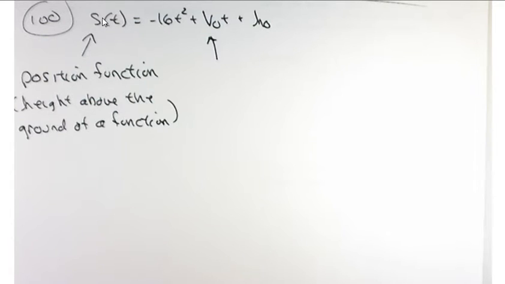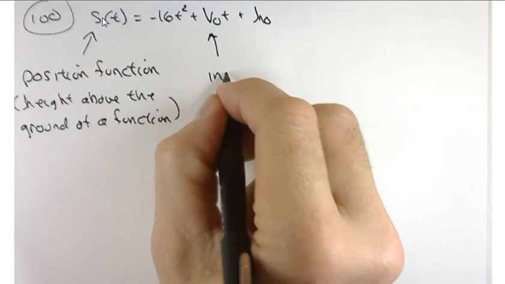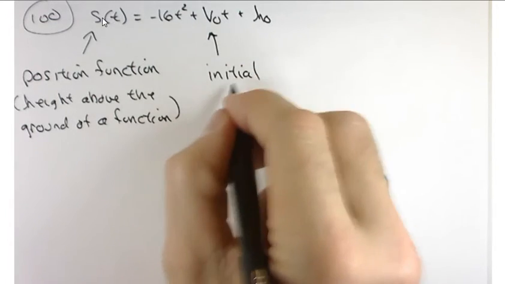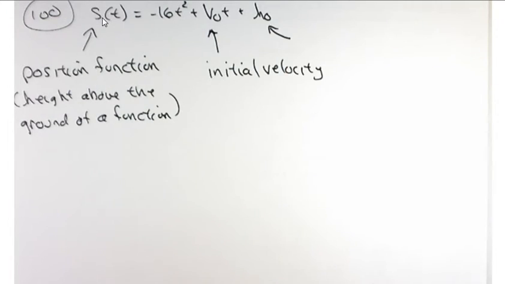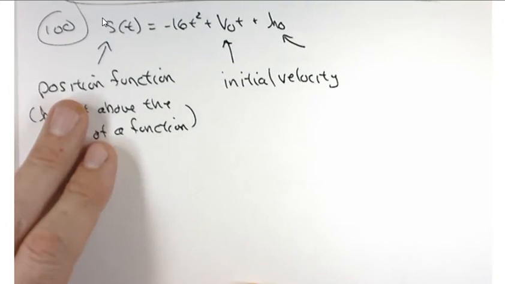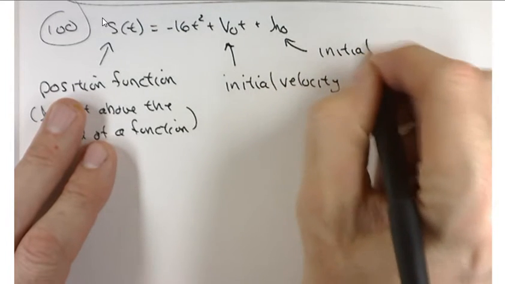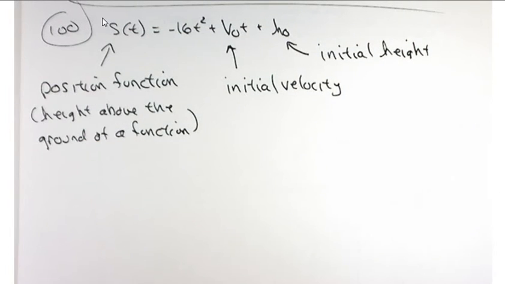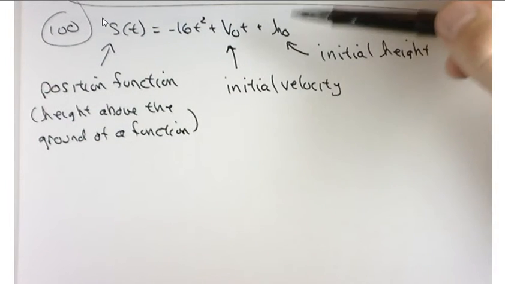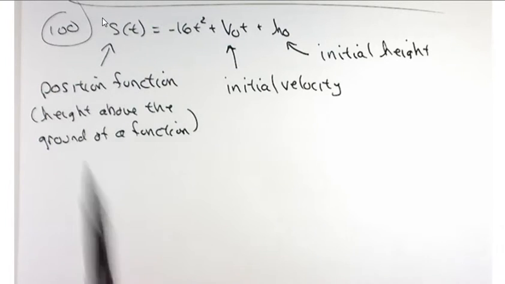V naught, that's the initial velocity with which your object is hurled upwards. So, initial velocity. H naught is the initial height. You do not have to memorize this function, nor the notation and stuff like that. If I wanted you to do a problem like this, I would give it to you and describe that to you. You do have to know how to use it.